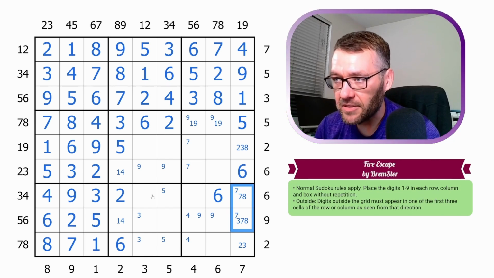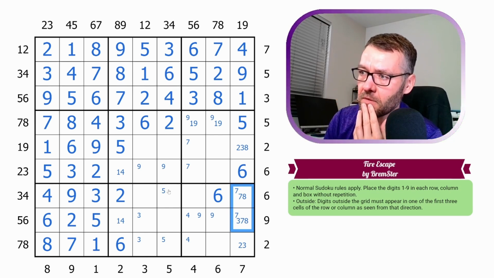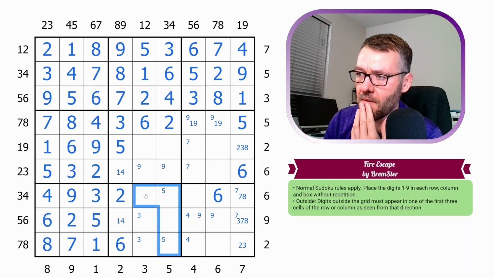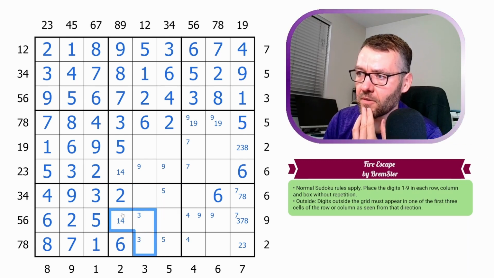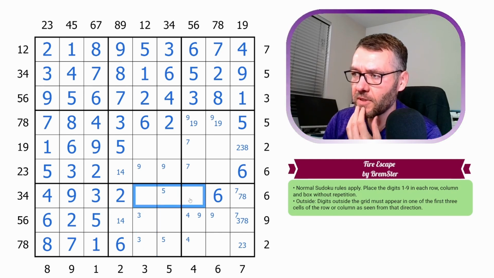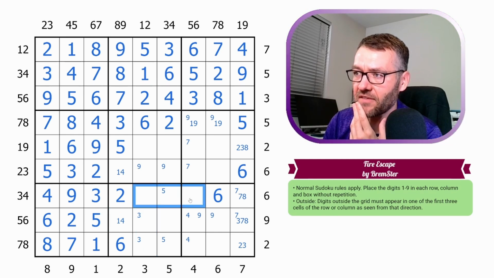There's probably just a lot of basic Sudoku stuff I have to do. So let's look at that. So 4 can't go here or here. It's still going in one of these 3. What are the digits we need left for this row? We need a 1, 5, 7, 8.